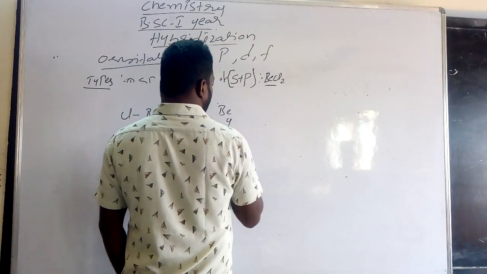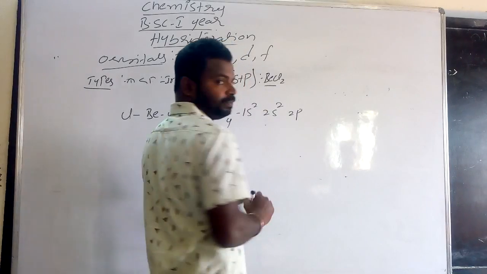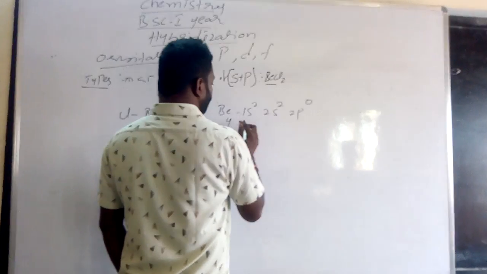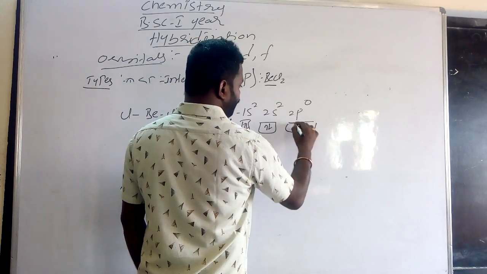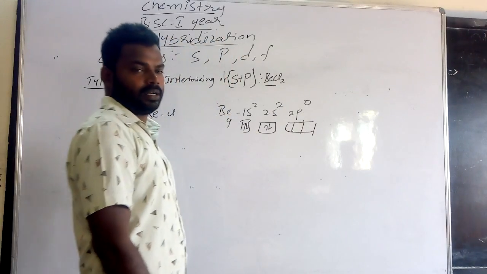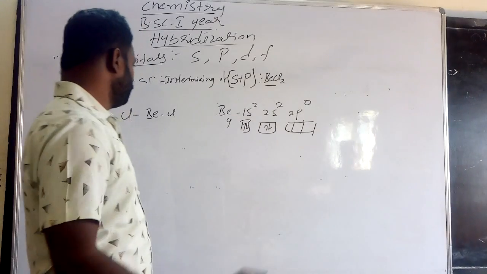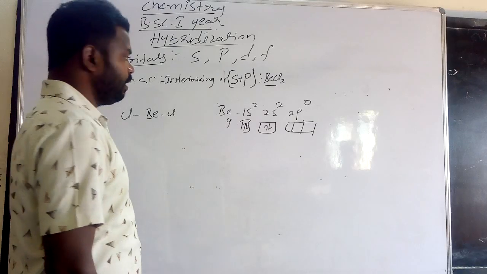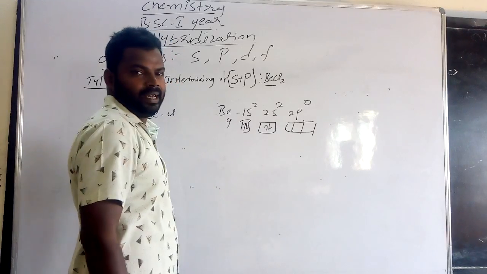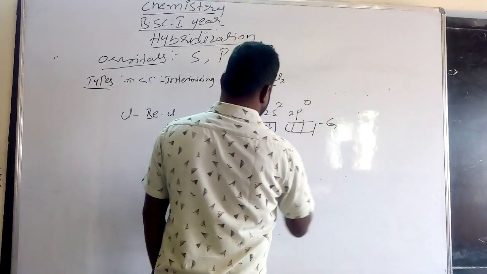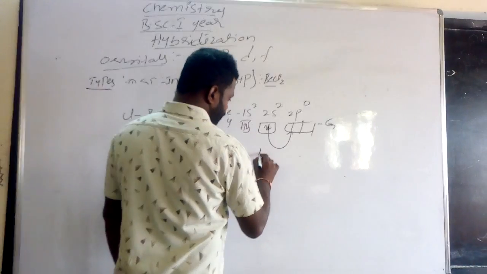Beryllium atomic number is 4: hydrogen, helium, lithium and beryllium. Electronic configuration 1s2, 2s2, 2p0. Only 4 electrons. 2p is an empty orbital. But every beryllium atom reacts with 2 chlorines, so we want 2 unpaired electrons in the beryllium atom. But here all are paired electrons. So now an electron jumps from the 2s orbital to the 2p orbital.